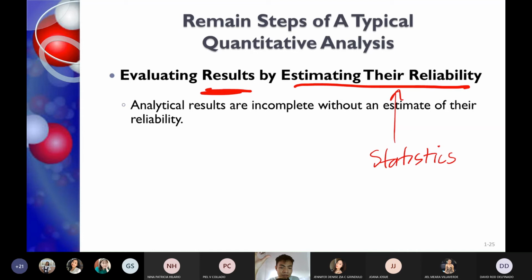Pag malaki yung standard deviation, ibig sabihin mali-mali data mo. Ibig sabihin nun kalat-kalat yung data mo. Pag maliit yung standard deviation, ibig sabihin your data are close enough to each other, no? So ibig sabihin good yung research, good yung nagawa mo. Okay? So reliable yung results mo. Okay? So okay na yon.